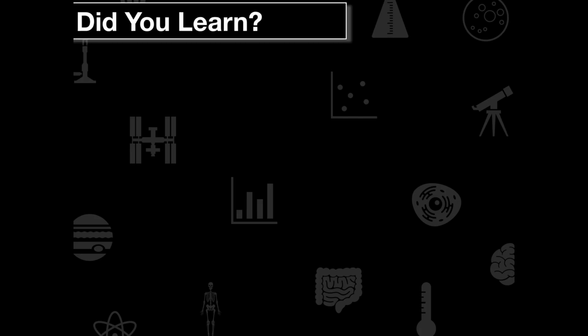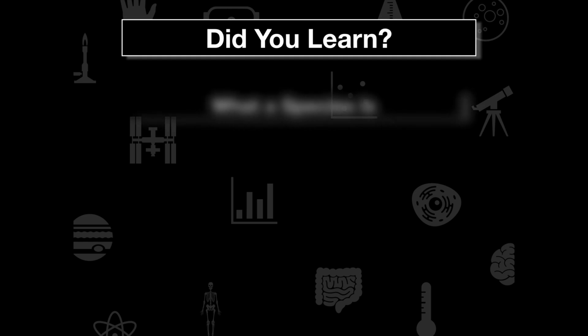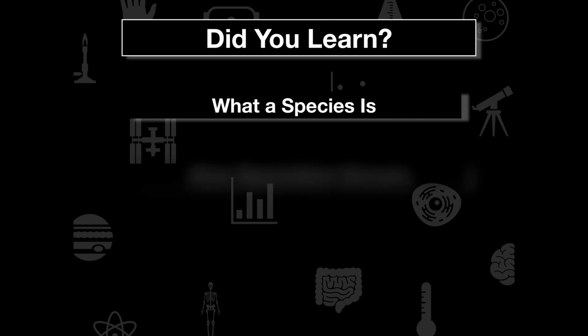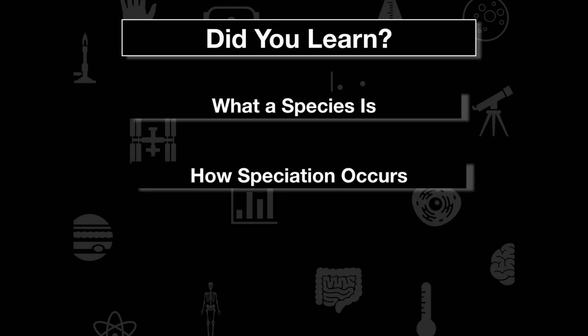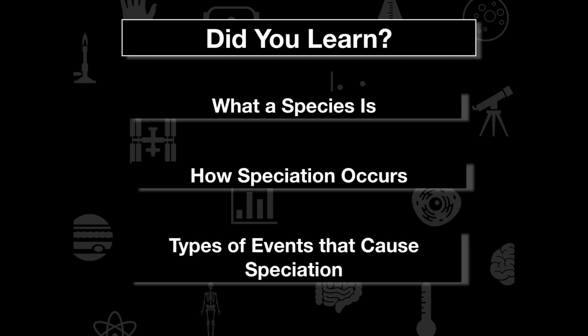Alright, so did you guys learn a couple of things? Did you learn again about what a species is and how we define that? Did you learn how speciation occurs? And then lastly, did you have an introduction to what events cause speciation?